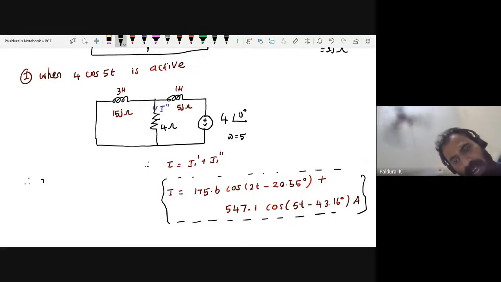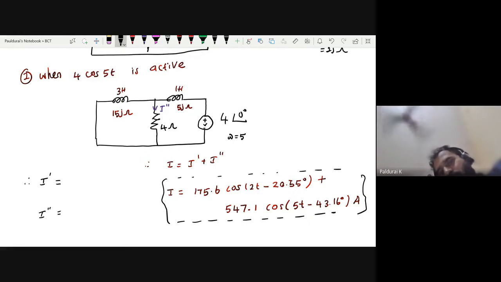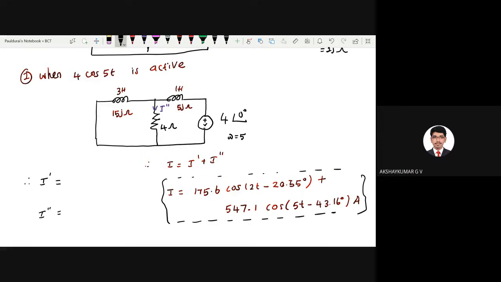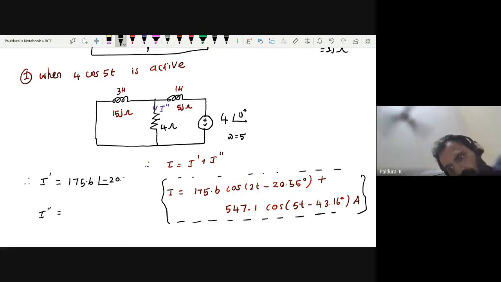Therefore, what is your I dash, right? Not I1 dash, it is I dash. And I double dash. Can you say in terms of polar from the given answer? What is I dash in terms of polar? Sir, 175.6 at an angle of minus 20.55 degree.